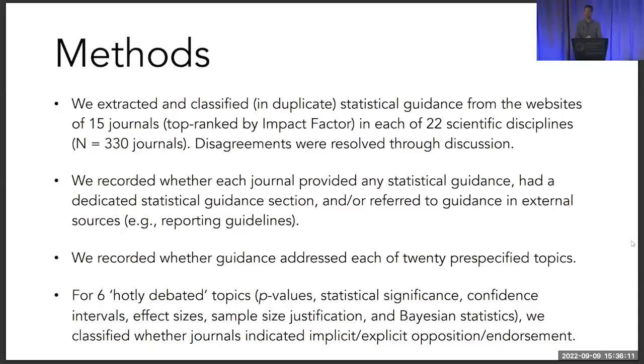We recorded whether each journal provided any statistical guidance at all, whether they had a dedicated statistical guidance section in their instructions to authors, and whether they referred to guidance in external sources such as reporting guidelines. We also recorded whether the guidance addressed each of 20 statistical topics that we pre-specified based on pilot data. Then for 6 topics that we a priori considered to be hotly debated in the statistical literature, we classified whether journals indicated implicit or explicit opposition or endorsement. I'll elaborate a little bit more on that shortly.